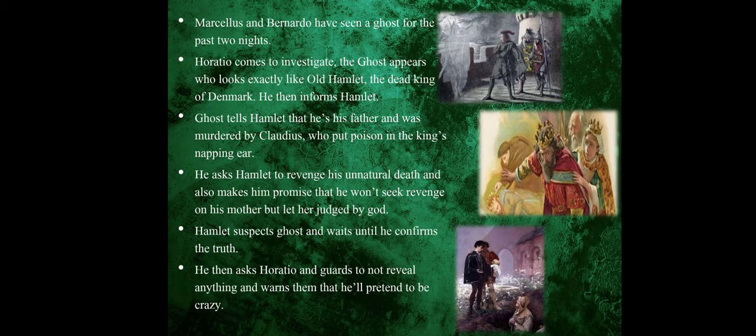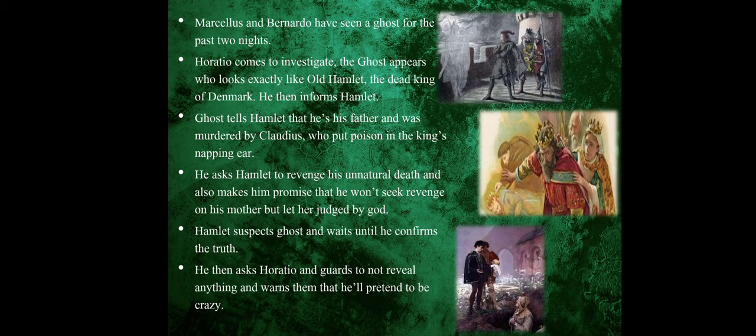The ghost tells Hamlet that he is his father and was murdered by Claudius, who put poison in the king's sleeping ear. He asks Hamlet to avenge his unnatural death and also makes him promise that he won't seek revenge on his mother, but let her be judged by God. Hamlet suspects the ghost and waits until he confirms the truth. To confirm that, he acts like a mad person and wants all the people to believe it.